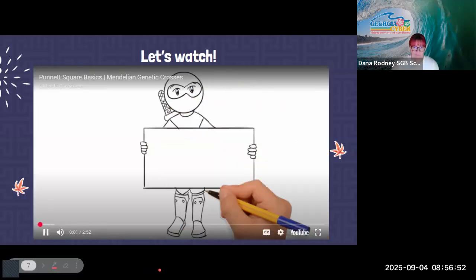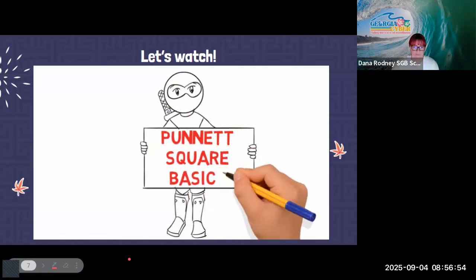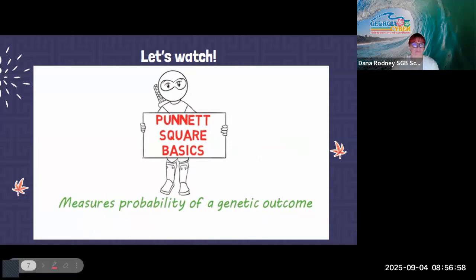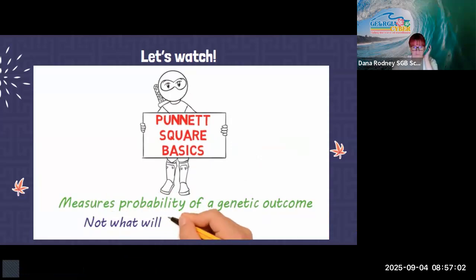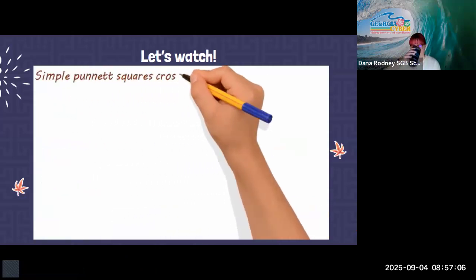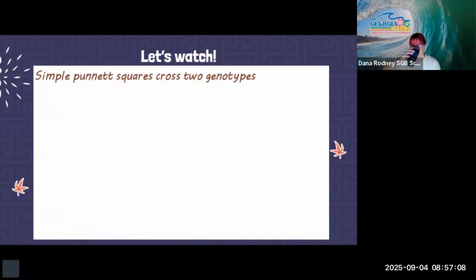Thanks for stopping by. Today we're talking about the basics of Punnett squares. Punnett squares measure the probability or likelihood of a genetic outcome based on a specific genetic cross. It doesn't tell you what will be, only what could be. For the simplest of Punnett squares, you'll cross 2 genotypes. These parent genotypes will be for the same gene but may or may not contain different alleles.